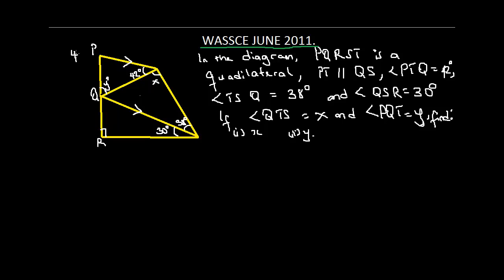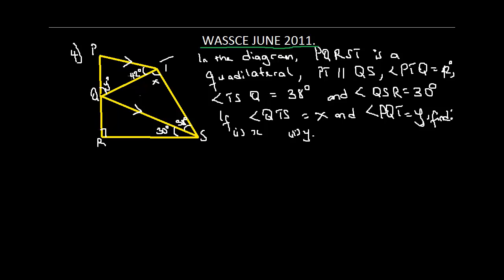Hello guys, so today we're working on June 2011 question 4. In the diagram, PQRST is a quadrilateral, PT is parallel to QS. Now they said PTQ is 42 degrees and we're also told that TSQ is 38 degrees and QSR is 30 degrees. Now if PQT is Y, we're asked to find X and find Y.